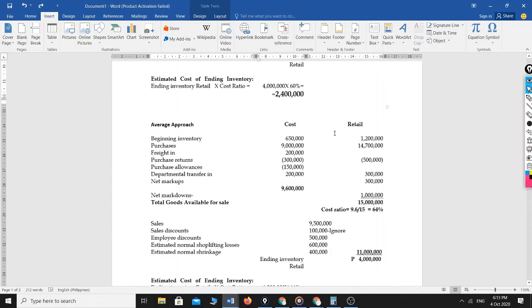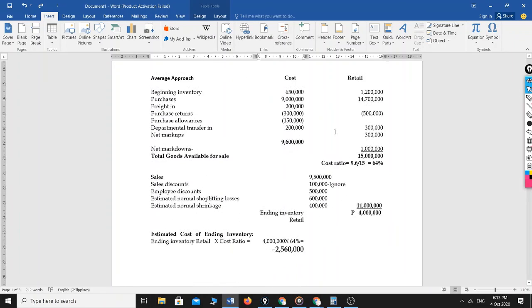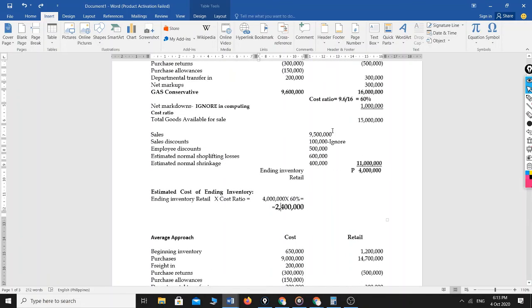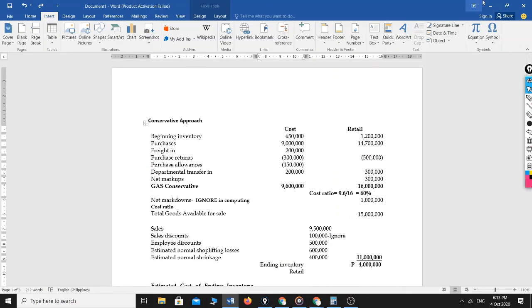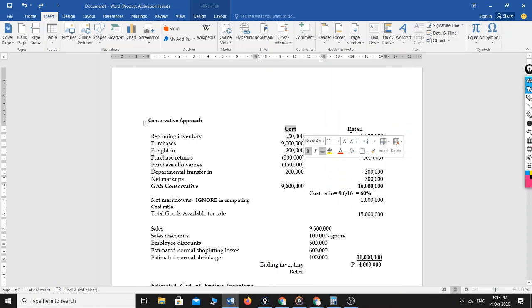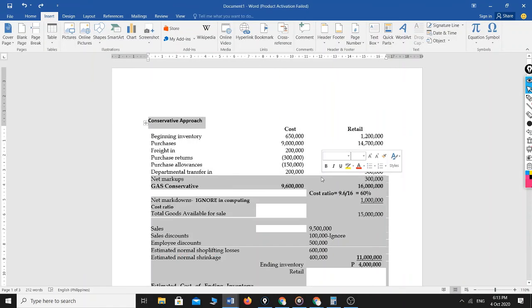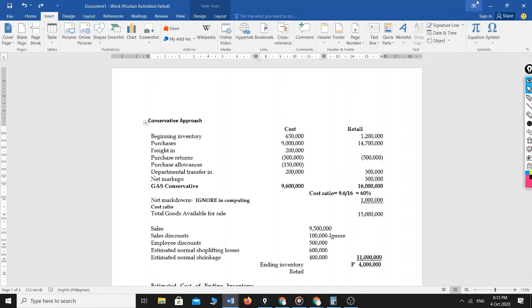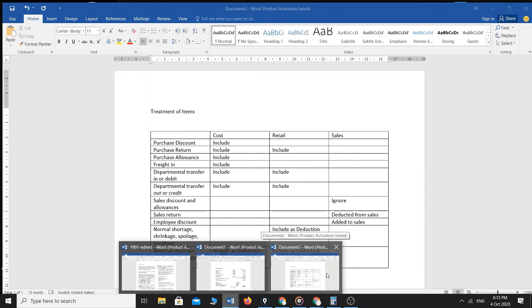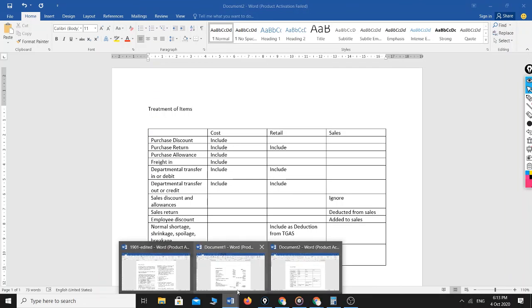I know this is quite difficult at first glance, but once you practice the computation, it is easier. Let's go over the items first. Again, in the retail method, you will compare the cost and retail amount. Cost is the capital, retail has the markup. There were items included in the cost but not in the retail, or items included in both the retail and the cost. So this is your quick guide.